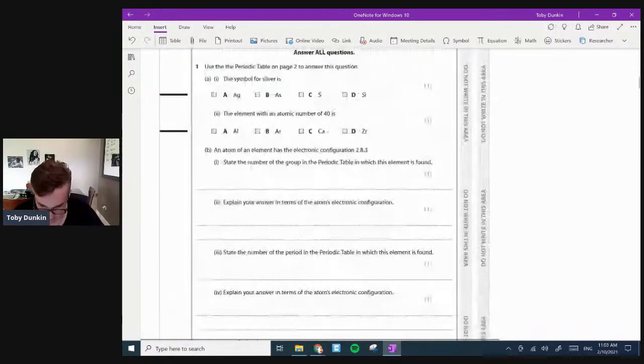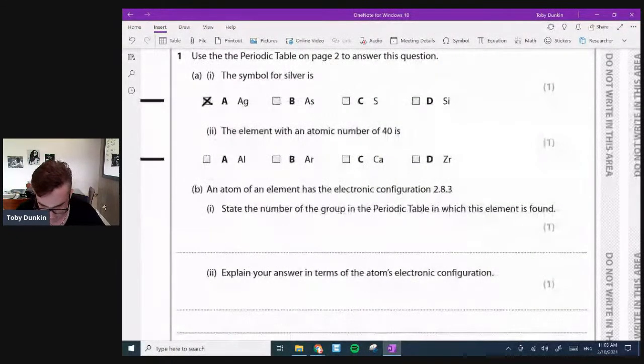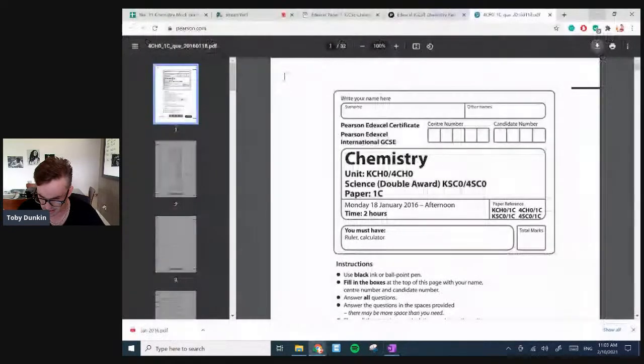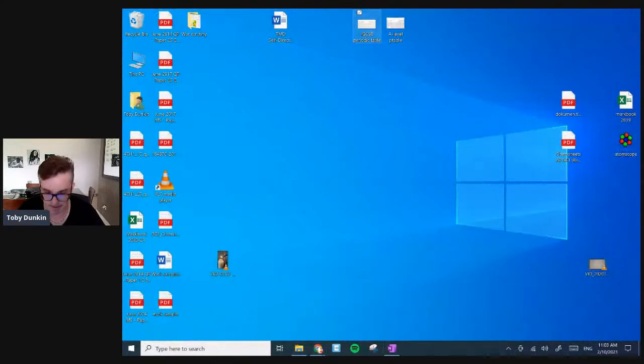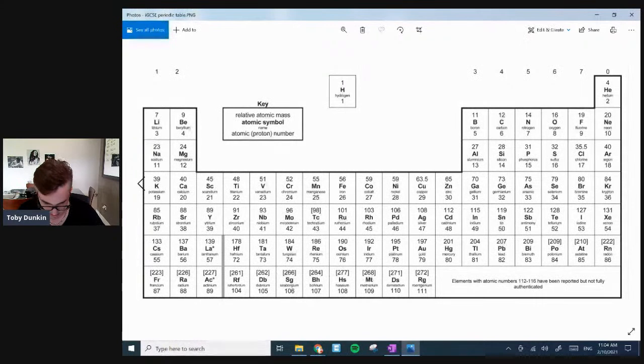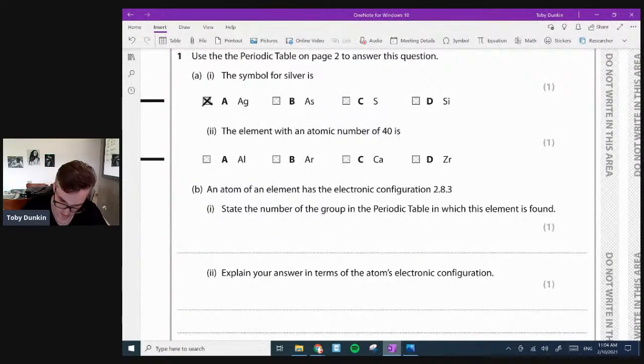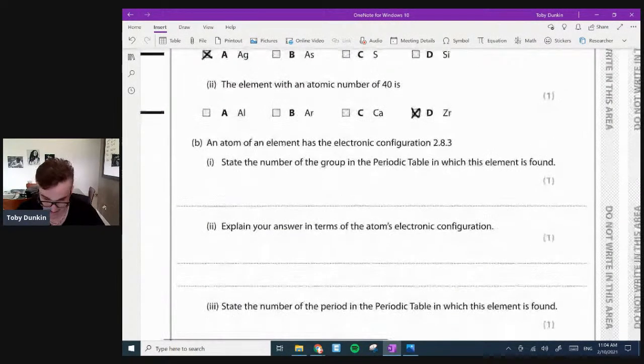Right. Use the periodic table on page 2. The symbol for silver is Ag, nice and easy. The element with the atomic number of 40. Oh, that's actually quite interesting. Argon, I believe, but I might be wrong, because atomic number, yeah, neon, argon's going to be argon. I don't know all my atomic numbers. I'm not really the best at my atomic numbers. Should be. Oh, I'm wrong. Zirconium. There we go. There's me not knowing my atomic numbers. Zirconium. So you always check, by the way.